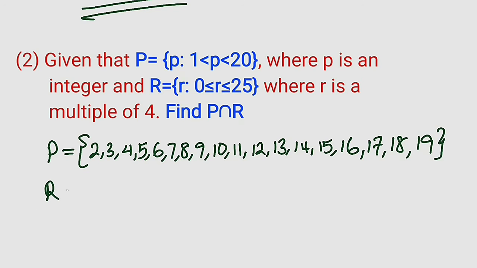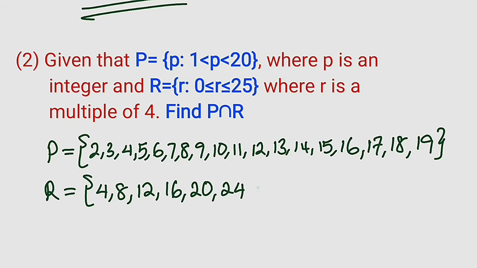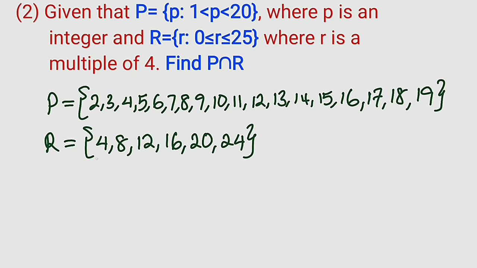And R, which is a multiple of 4. What are the multiples of 4? We have 4 itself, plus 4 we have 8, plus 4 we have 12, we have 16, we have 20, we have 24. We keep on adding 4, but they set from 0 down to 25. Therefore, we have to stop here, because the moment you add 4 here, you have 28, which is greater than 25.